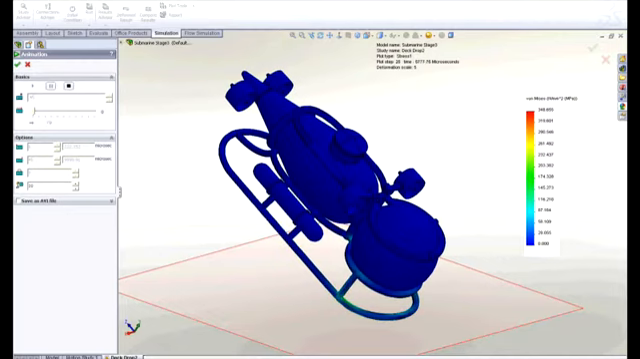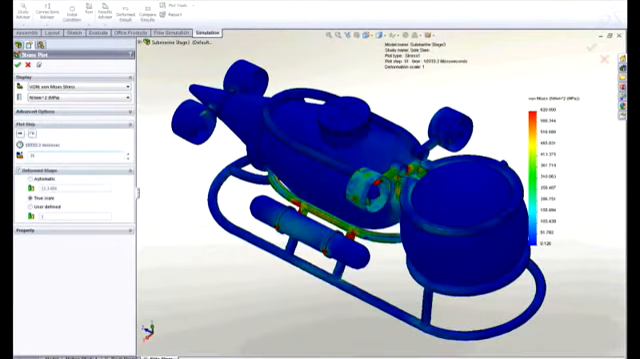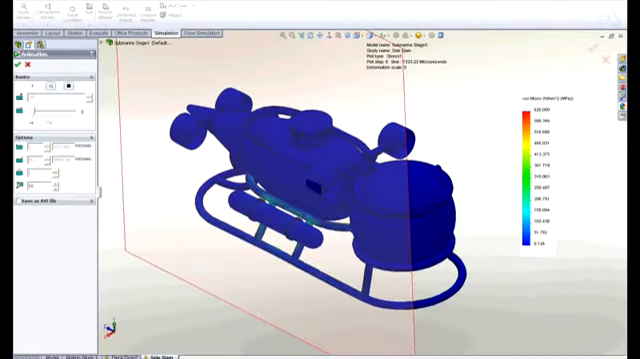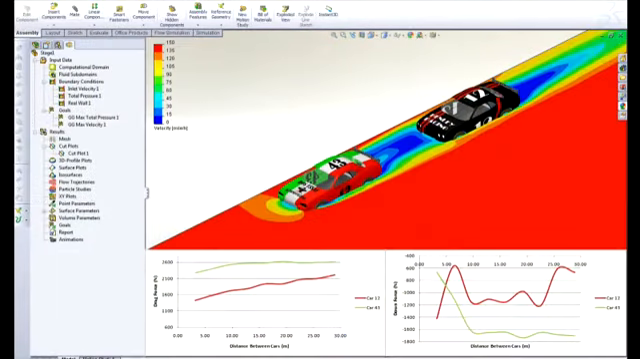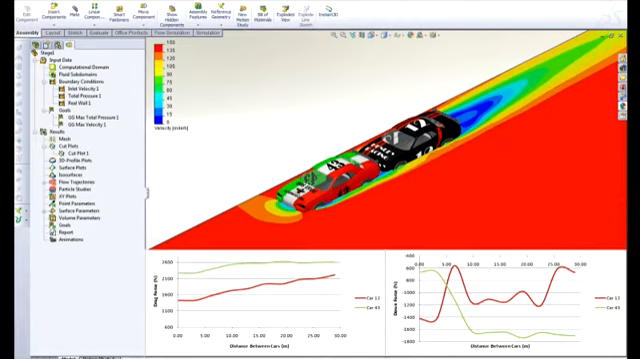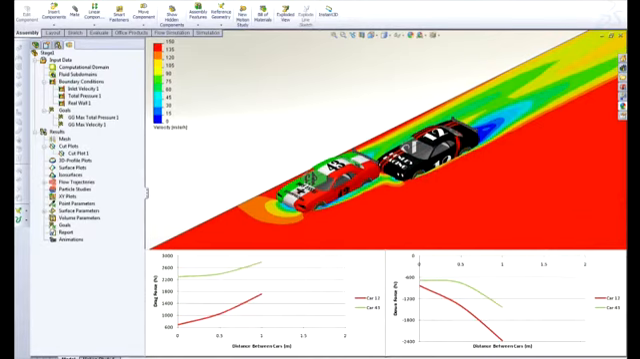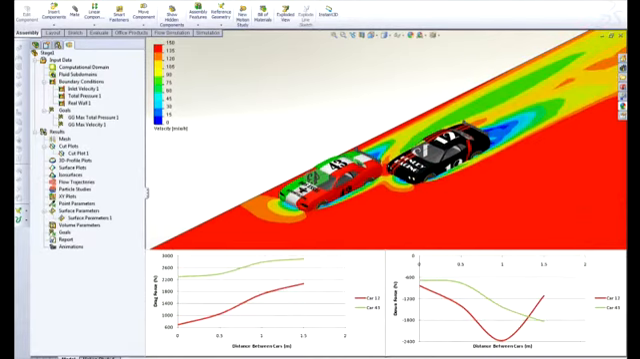Perhaps it's a lack of confidence, or you just don't feel that you have the knowledge to set up the simulations correctly. But guess what? With SolidWorks Simulation, if you know how to set up a physical test, you know enough to set up a simulation.